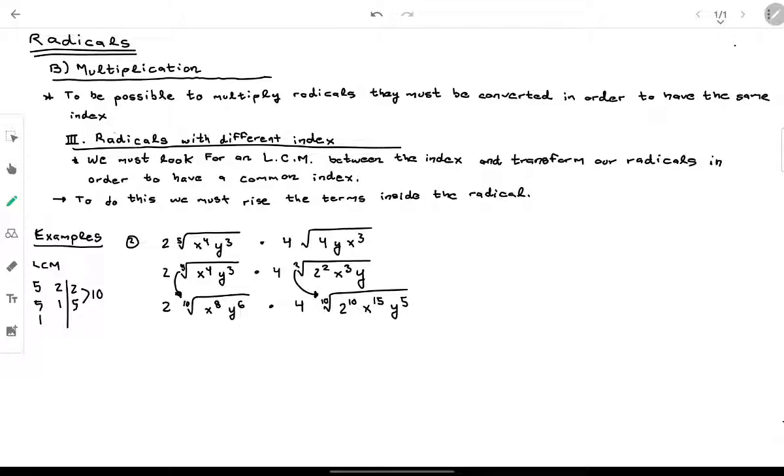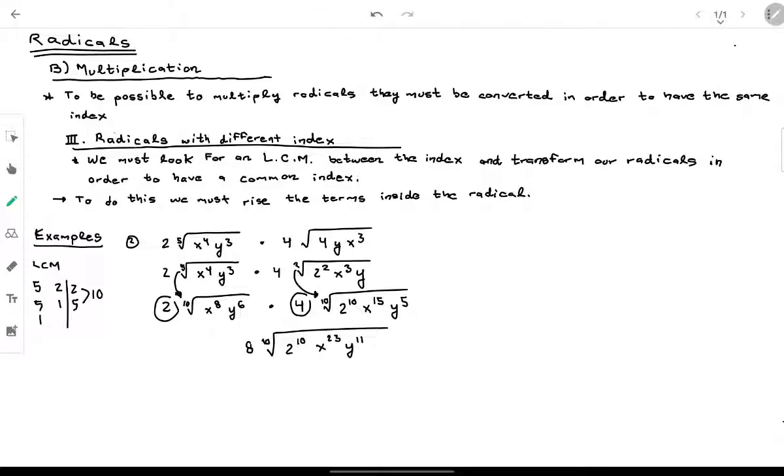That means we can put it in a single root. So the coefficients will multiply. 4 times 2 is going to be 8. That multiplies the 10th root, and let's see. The 2 to the 10 stays because we don't have anything else to multiply. x to the 15 times x to the 8 is going to be x to the 23. y to the 6 times y to the 5 is going to be y to the 11.